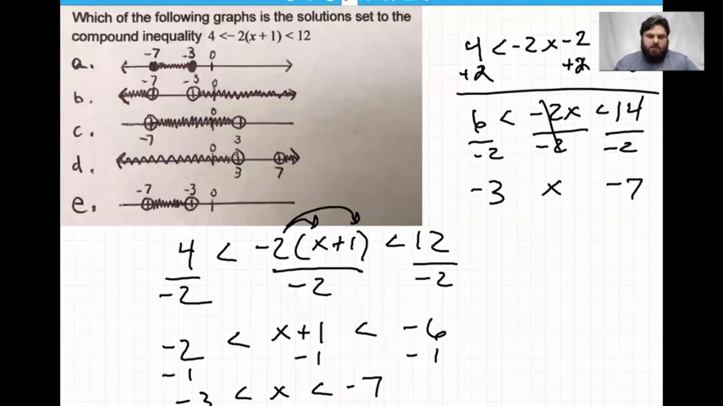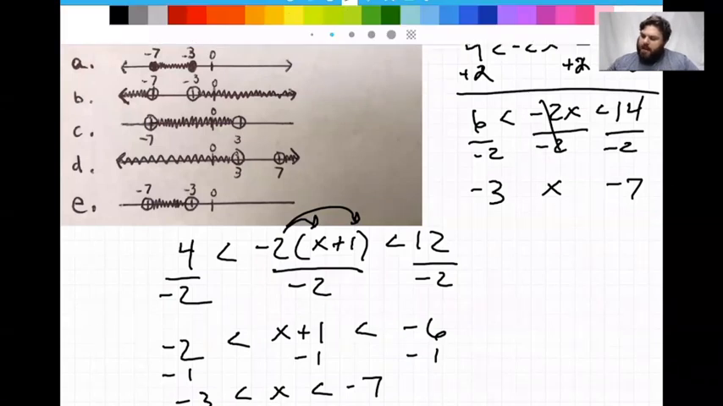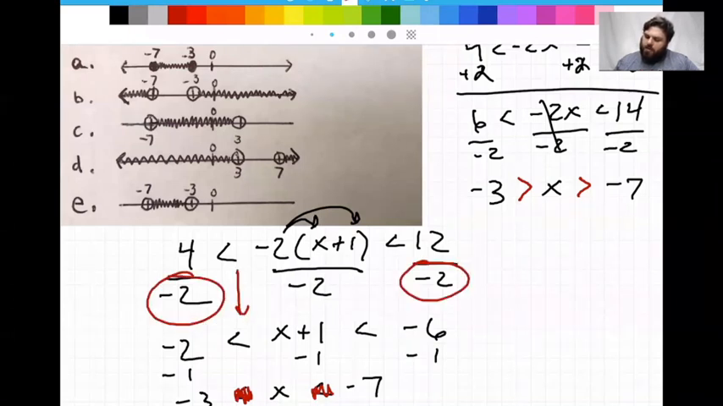And I forgot to mention something here. We should have flipped the sign. When I divided by negative 2, I should have flipped the sign. So let's see how this actually should be our answer. So right here, these are incorrect. These should be greater than symbols. Because right here, when I divided by negative 2, that should have changed these to greater than. Okay, just don't forget that's the one special rule about solving inequalities.